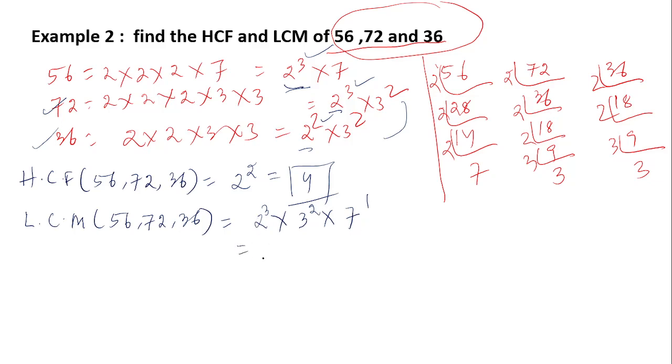So we need to write 8 into 9 into 7. 9 eights are 72, into 7. Then the answer is 7 twos are 14, 4, remaining 1, 7 sevens are 49, 50. Then the LCM of these three numbers is 504. So there is a task for you. You need to find LCM and HCF of 28, 32, and 40.